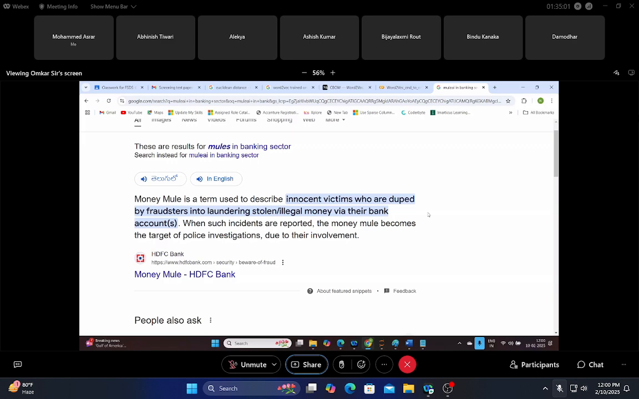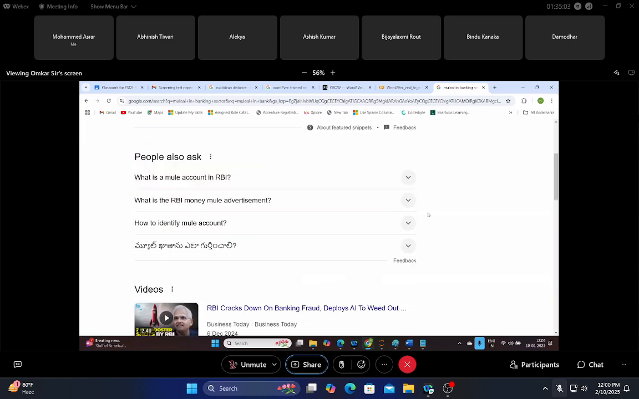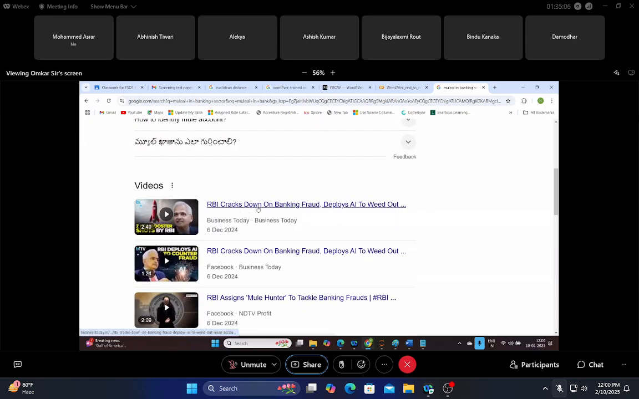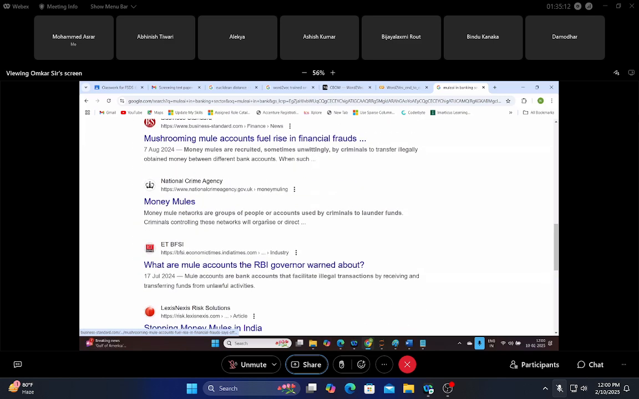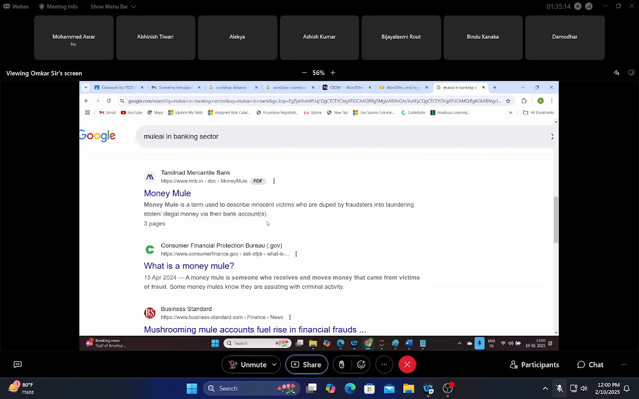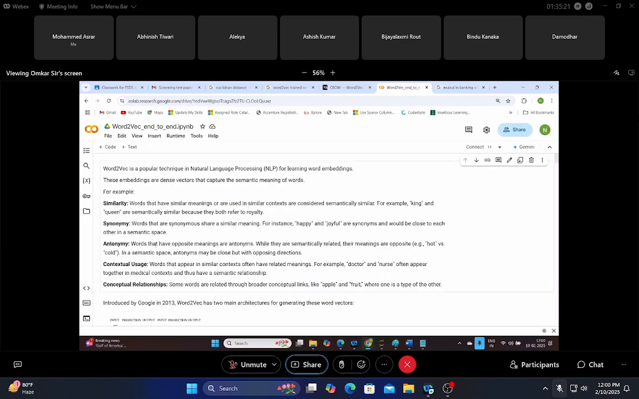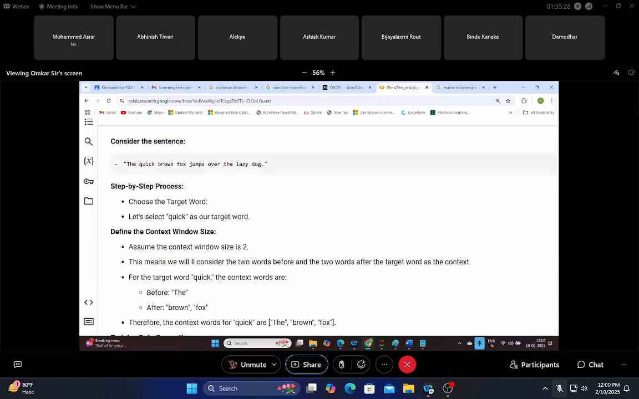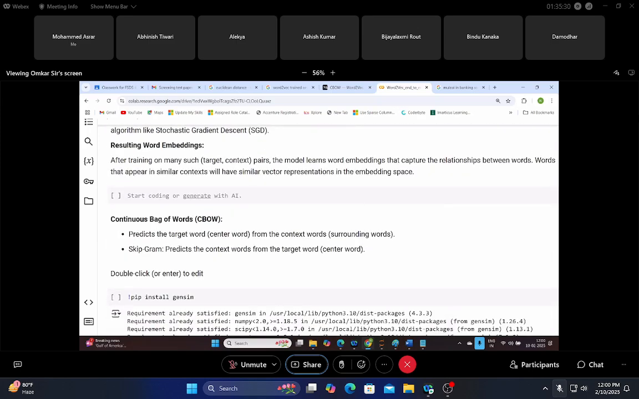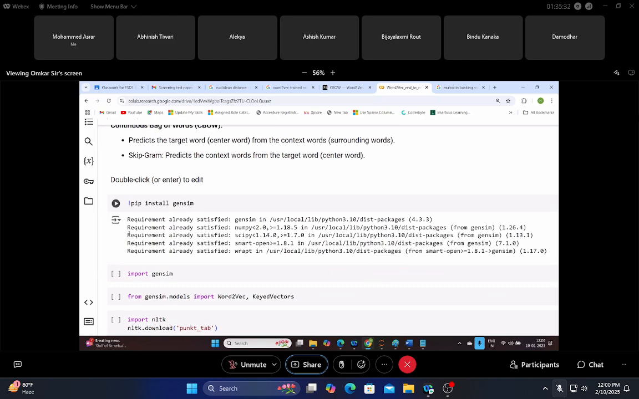So this is called that. They are using some, RBI cracks down on banking fraud, deploys AI. Advent of Jan Dhan accounts. So everything is given here, word vector and everything. Skip gram, everything. Same thing. So the package name is pip install gensim. Do it.